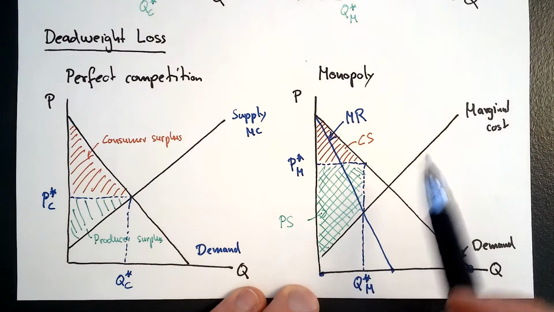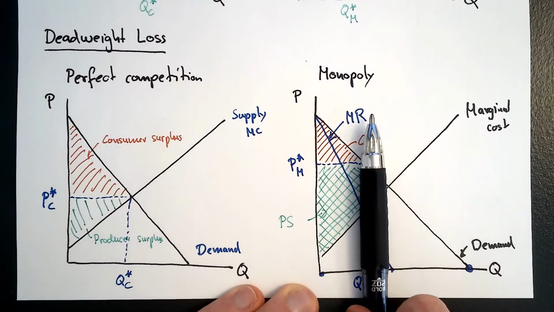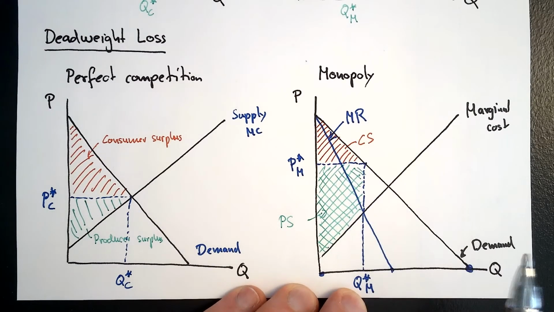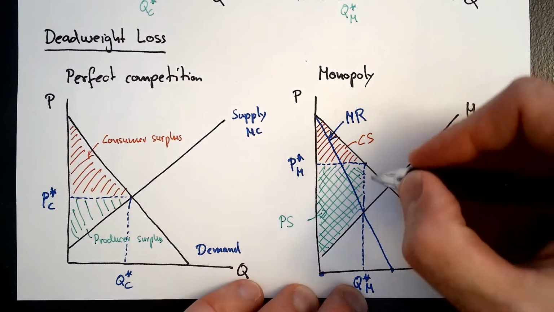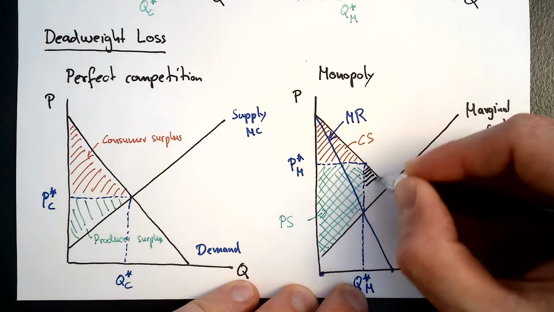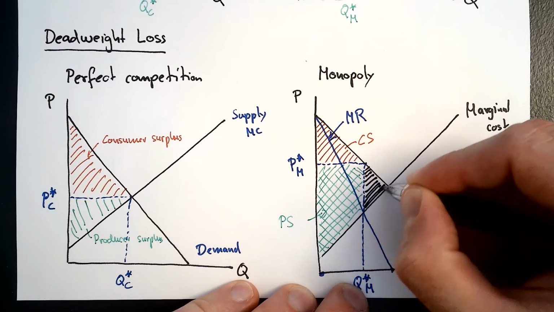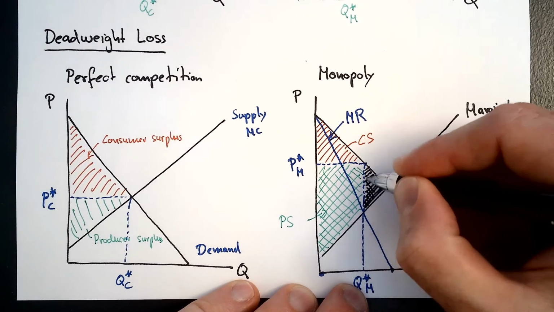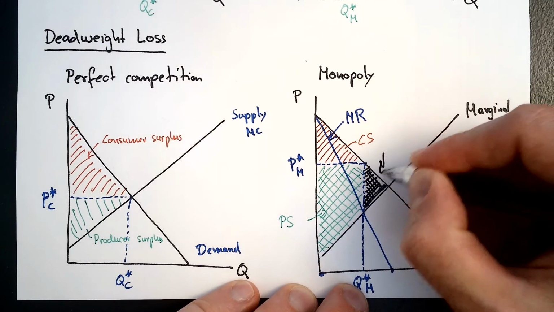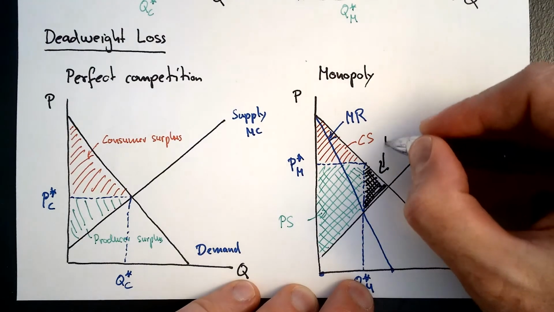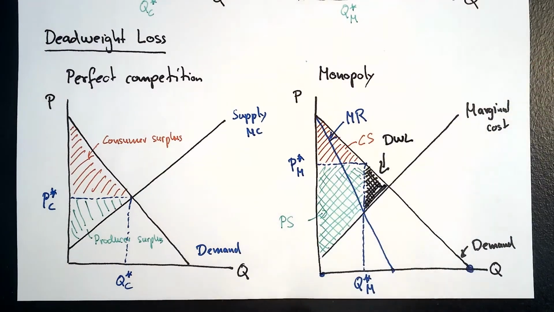Since there are no quantities exchanged in the market beyond the quantity Qm, we now have this triangle which does not belong to anything. And this triangle here represents the deadweight loss associated with the monopoly.